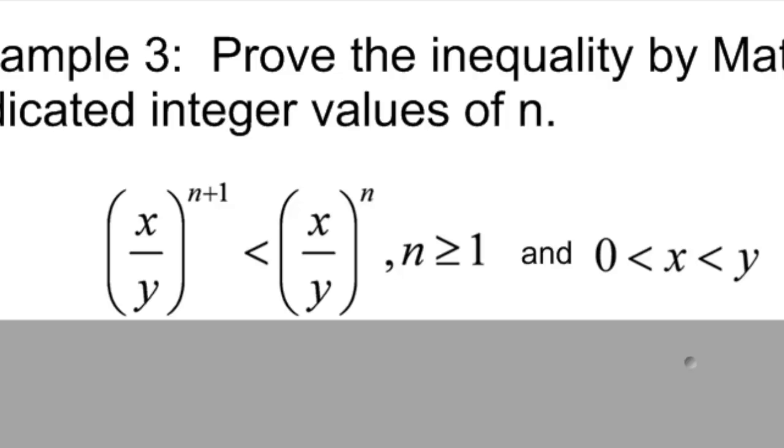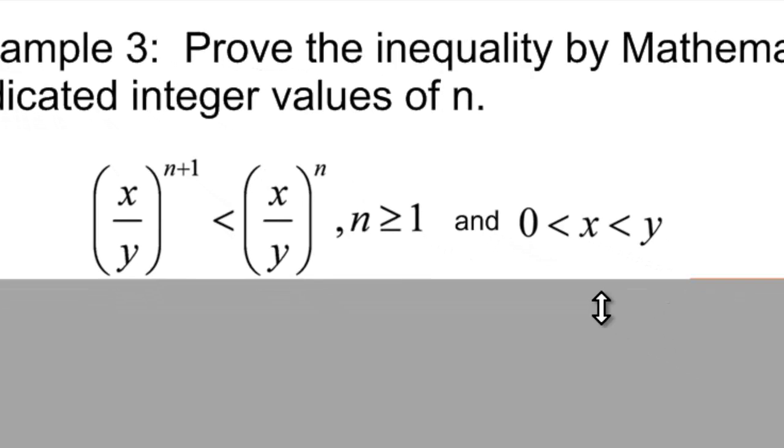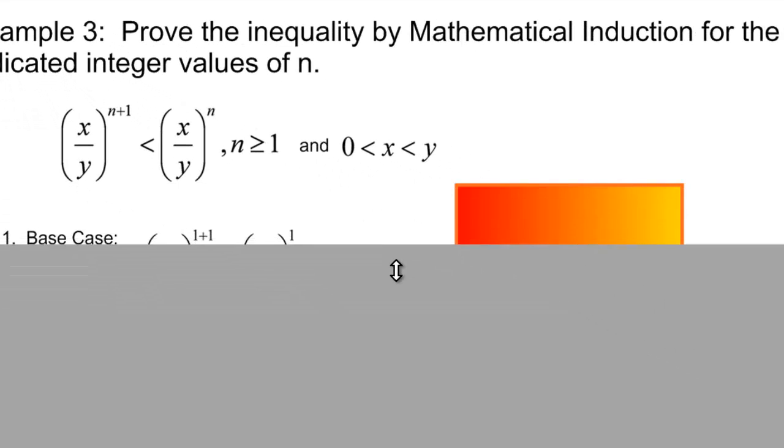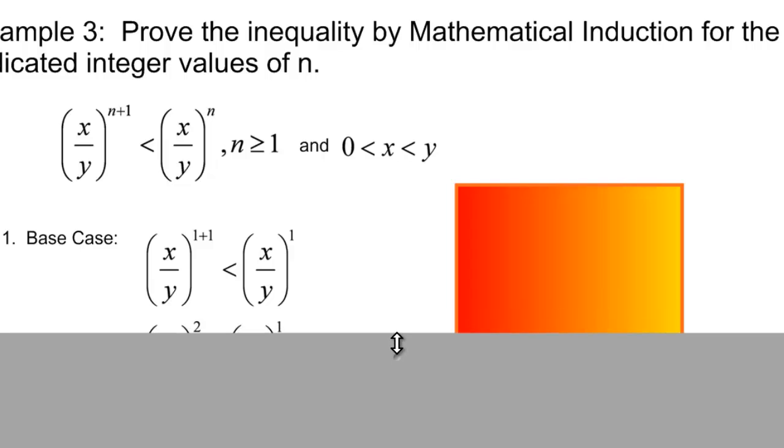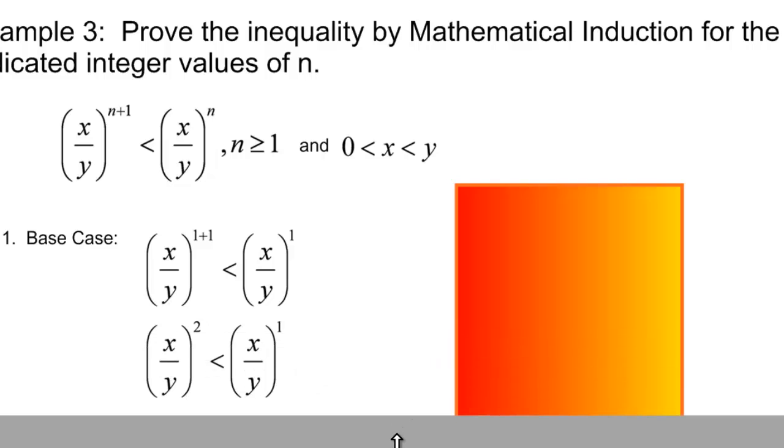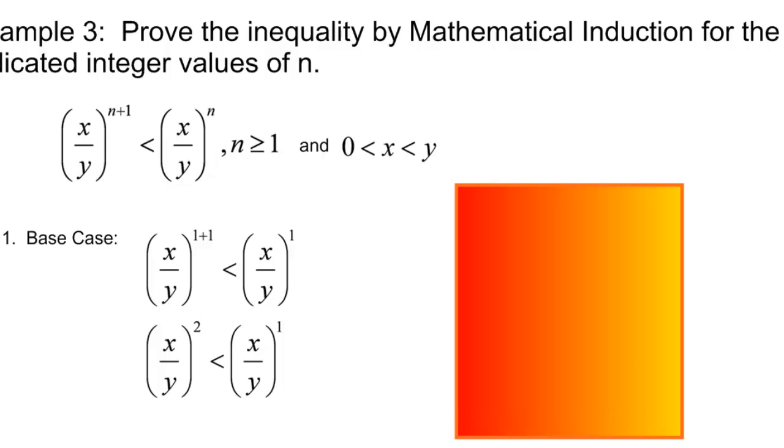So x is not negative, and your numerator is a number that is less than your denominator. First part of this, nothing changes with our process. We have to prove the base case. So when we prove the base case, we're going to let n equals 1. So this means x over y is raised to the 1 plus 1, and that needs to be less than x over y to the 1. And this is a true statement.